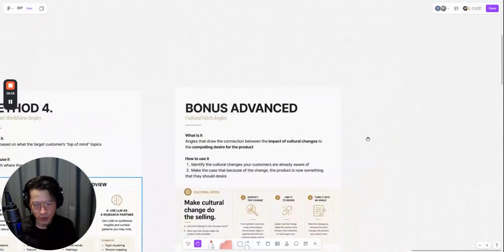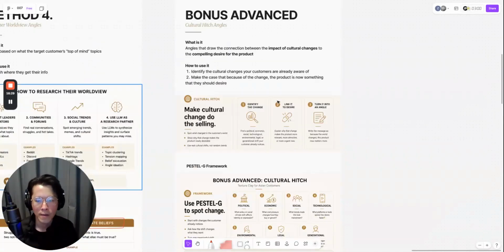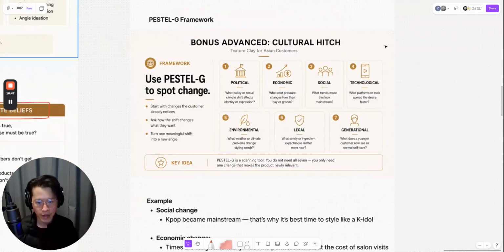All right, so let's talk about the bonus one. This one is more advanced. I call this the cultural hitch angle. Essentially, you want to draw the connection between impacts of cultural changes and the compelling desire for the product. So the way to use this, firstly, you want to identify the cultural changes that your customers are already familiar with. They're already aware of these changes. And you want to make the case that because of these changes, the product that you have is now something that they should care about. So the framework that I like to use to identify these cultural changes is the PESTEL-G. This is not a new framework, but it's super helpful.